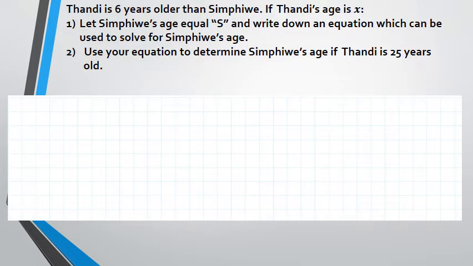Example number 2. In this example, we really have to read it a couple of times to really see what they are asking. So I'm just going to read the first sentence. Tondi is 6 years older than Simpiwe. Now let's just write the two names down. We have the two people, Tondi, and we have Simpiwe.